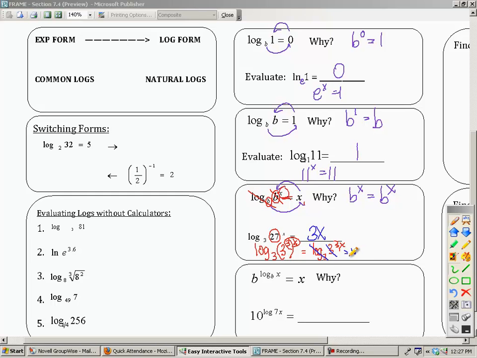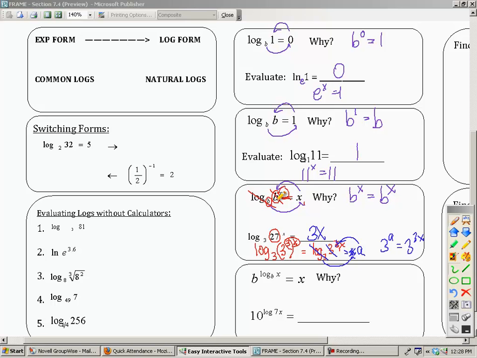Now, if I were to set this equal to x and show you, we would say 3 to the a equals 3 to the 3x. So what does a have to be? a has to be 3x. And this is the idea. The shorthand is if the base of the log is the same as the base of the exponent, they cancel, you just get the exponent.